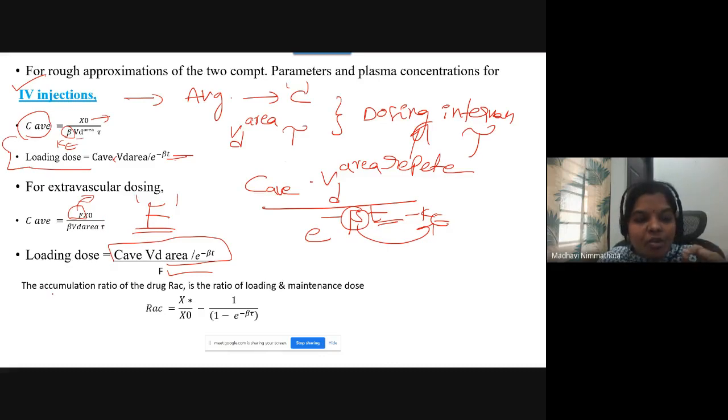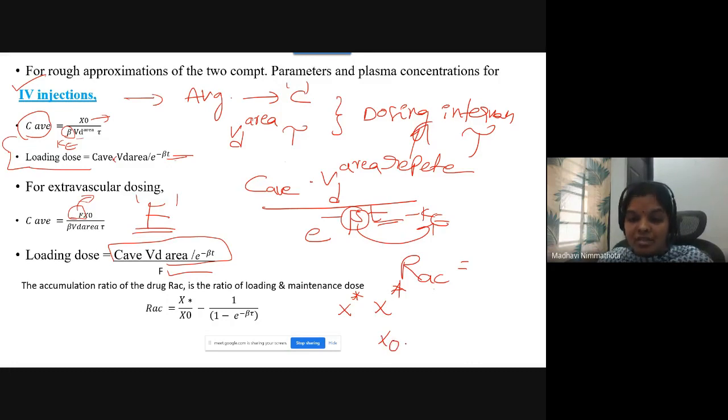And then you have to calculate the accumulation ratio of the drug. R stands for ratio, AC is accumulation. So the accumulation ratio of a drug is the ratio of loading and maintenance dose. Here one thing you can remember: your loading dose is X star. Okay, X star is the loading dose, and the maintenance dose is X0.